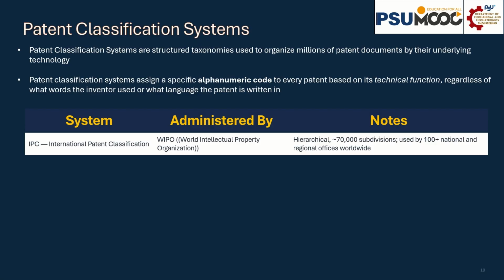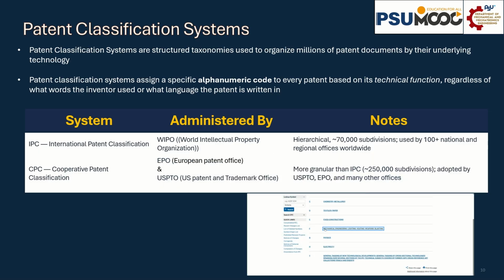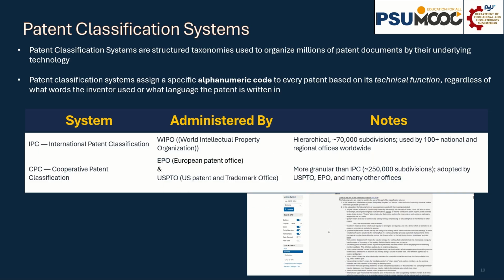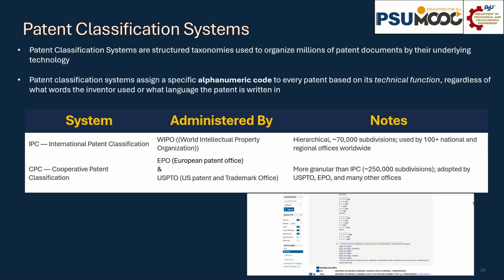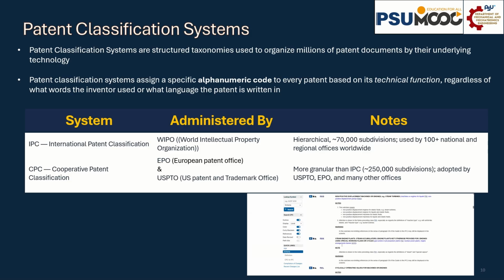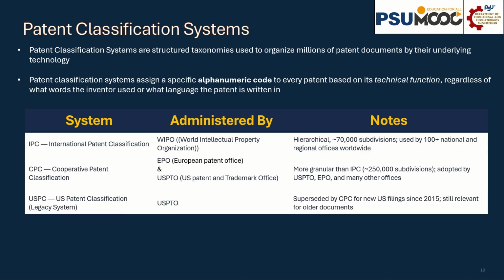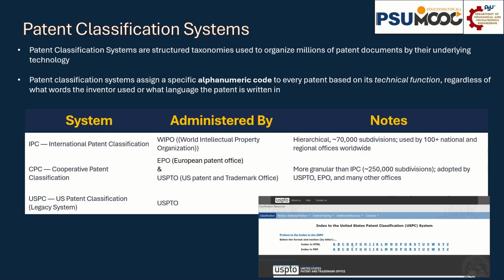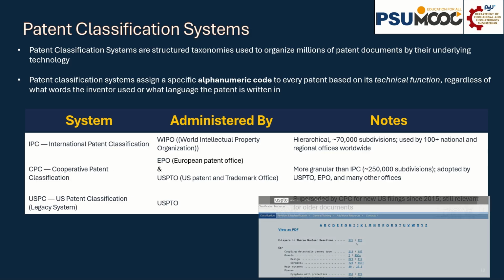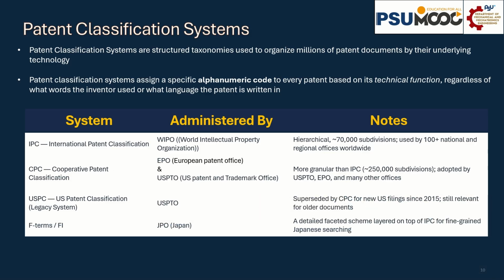The Cooperative Patent Classification System, or CPC, is jointly managed by the European Patent Office and the United States Patent Office. This provides greater detail than the IPC. Older patents may still use the legacy US Patent Classification System, or the USPC. Japan also uses specialized systems called file index and file forming terms. Classification codes are extremely useful because they allow researchers to search by technology rather than relying solely on keywords.